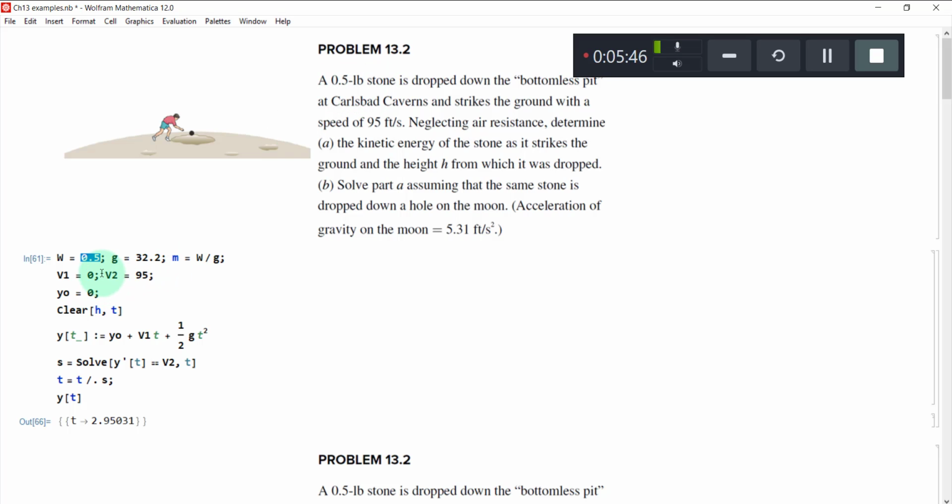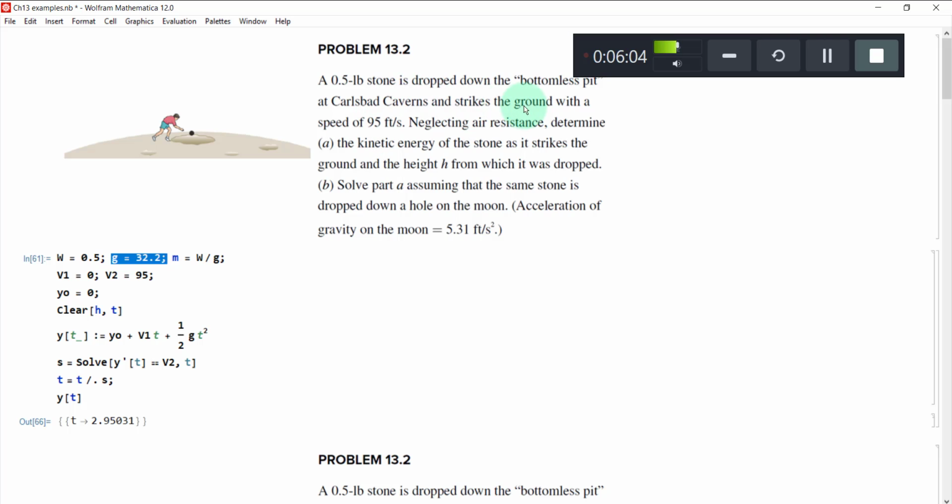Remember, this is weight versus mass. So when you say F equals MA, make sure that's in mass and not weight. So get those units sorted out. And if we're dealing with pounds and feet per second, we're going to be using 32.2 feet per second squared.